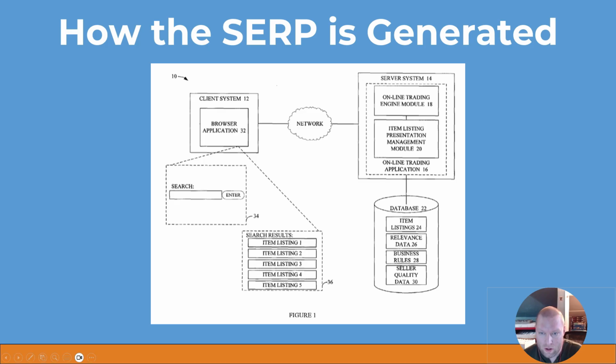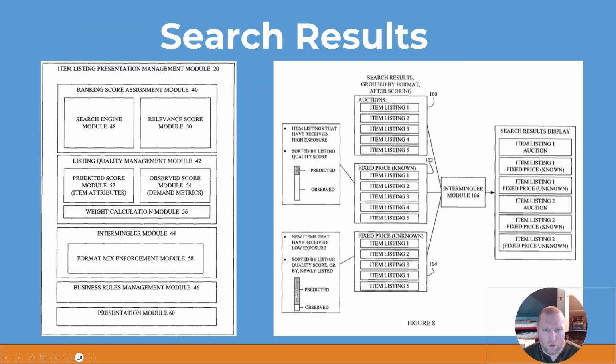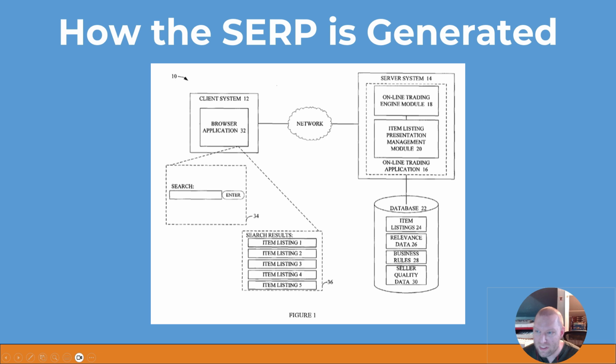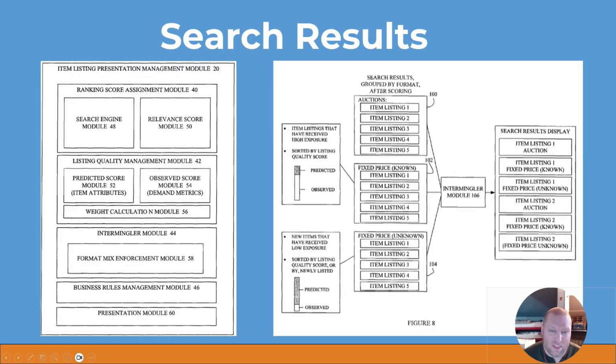This is the website right here. You search for a thing, it goes through all this magic in the back end, and then it spits out these search results right here. And this is a diagram of this part, this item listing presentation management module. This on the left is that. It has a whole bunch of other algorithms within it. So whenever you make a search, there isn't just one algorithm generating the search results. There are multiple algorithms at play, and certain algorithms have a higher weight than others depending on the age of the listing, which is why people end and sell similar and have some success with it. We'll talk about that more later.